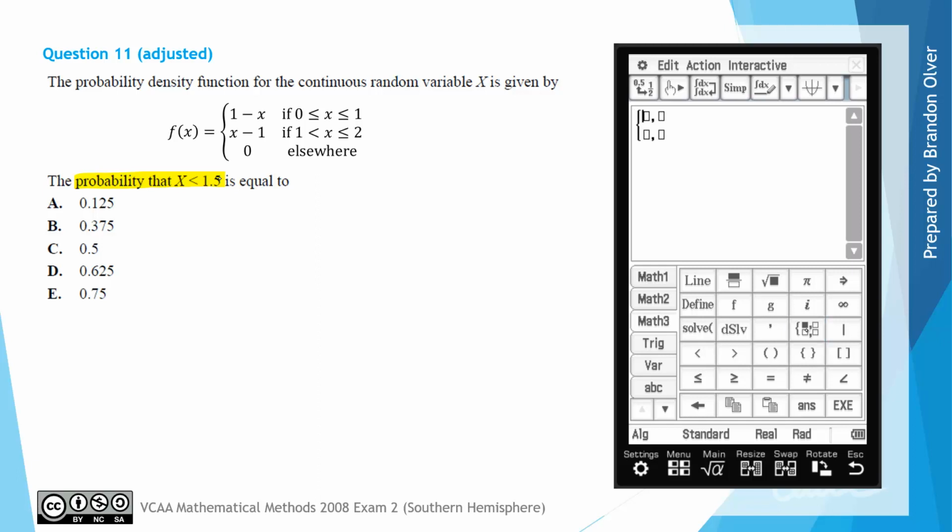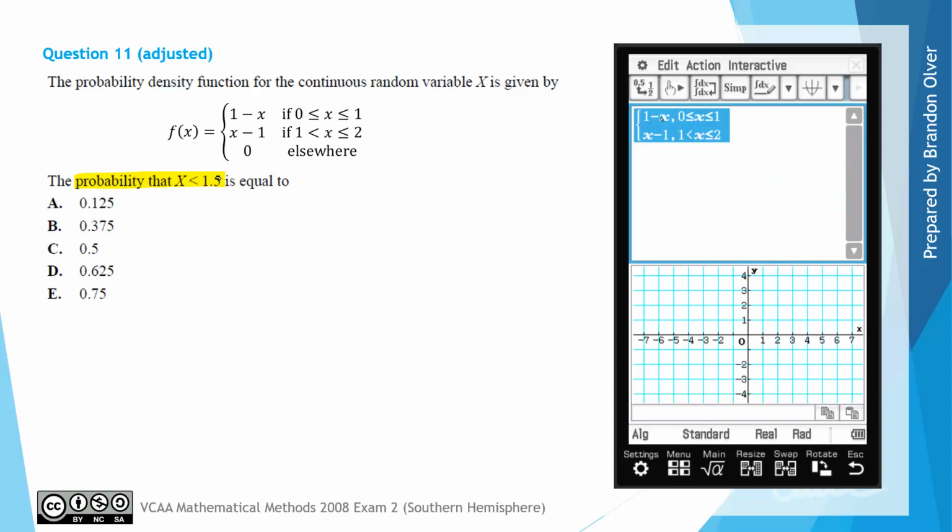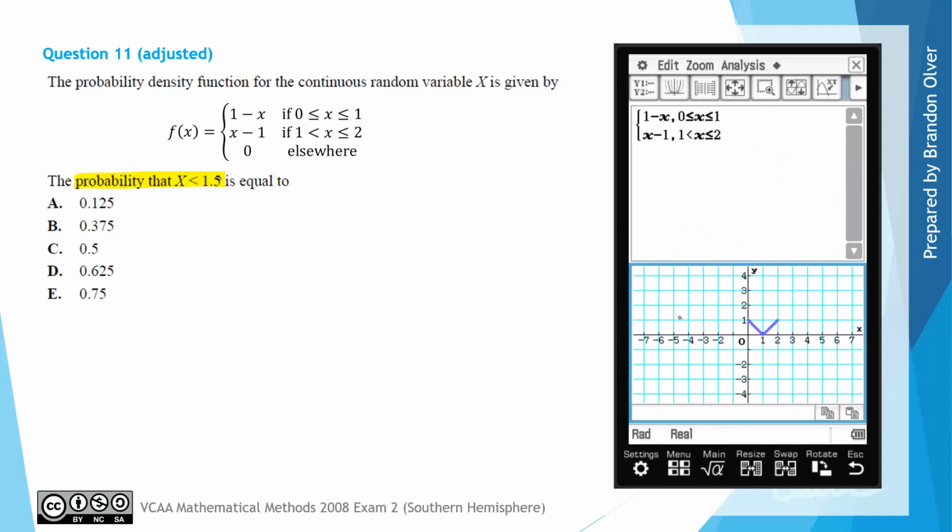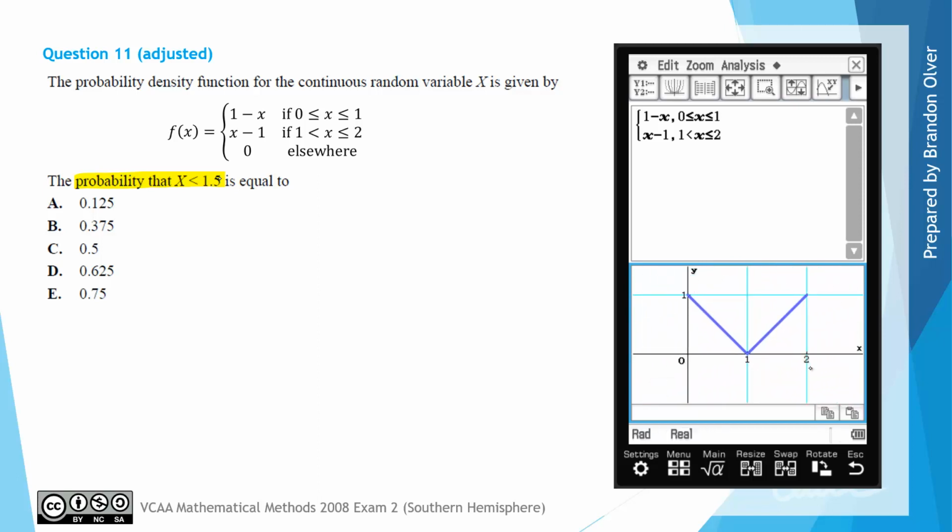I'm just going to put the first two rows in and understand that 0 elsewhere will apply. So I'm going to have 1 subtract x, and this is for x greater than or equal to 0 but less than or equal to 1. And for the second rule, it's x subtract 1, and that applies for x greater than 1 but less than or equal to 2. Now we can hit the graph icon and drag this down, and that will sketch the graph. Pressing the plus button on the hard keypad will allow me to zoom in and get a feel for that graph and where it exists.